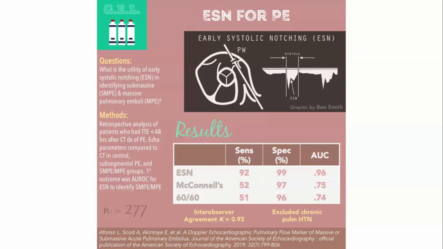However, they've only done one study, so we really need more data to suggest that this is actually a core echo finding. But again, keep it in your armory for diagnosing PE.